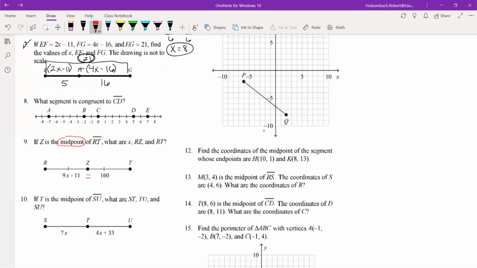So if your 9x minus 11 equals 160, you can add 11 to each side. Your 9x would equal 171, and you can divide by 9. So your x would equal 19.